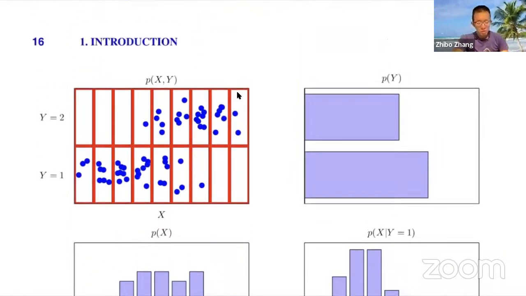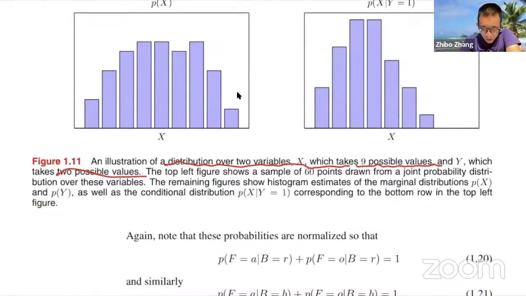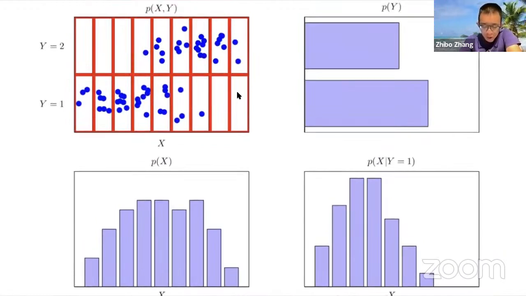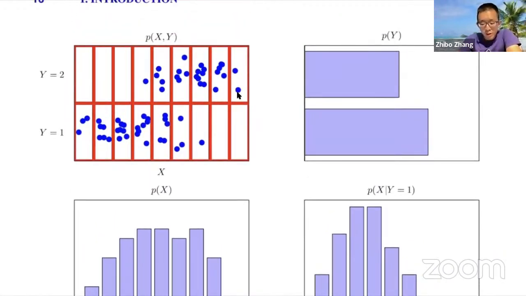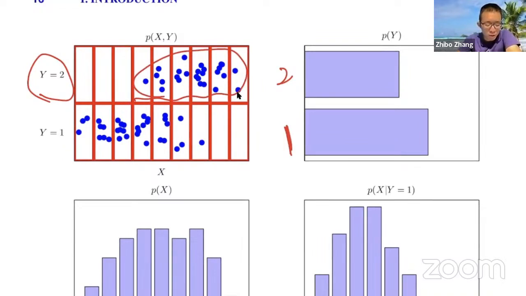So if you only look at py, y has 2 values, right? So it's kind of a distribution over the 2 values. You can see that for y equals 2, the number of points is a little bit fewer than the number of points that fall into the value of y equals 1. So the bar is actually shorter here compared to y equals 1.